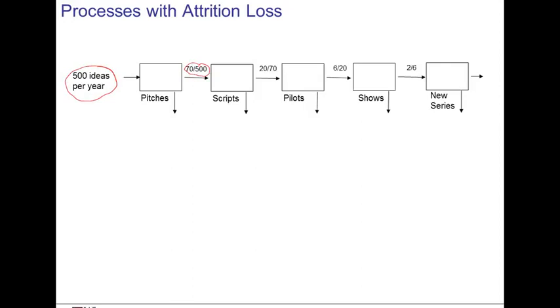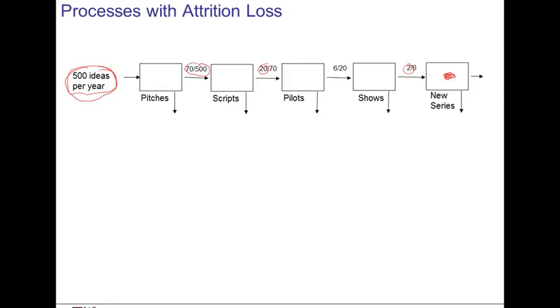These scripts then are reviewed, and the best 20 scripts are then moved into pilot production. Out of these 20 pilots, 6 are turned into new shows, and then the very best 2 come out as new series. The computation of finding the bottleneck in this process is very similar to what we have done. It hinges on the basic idea that not every one of these 500 ideas will make it all the way to the end of the process.